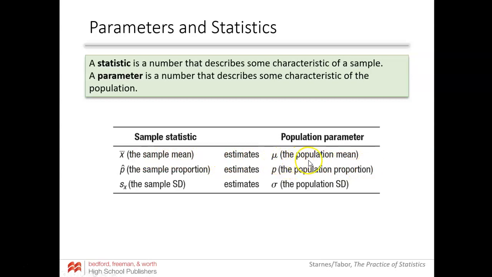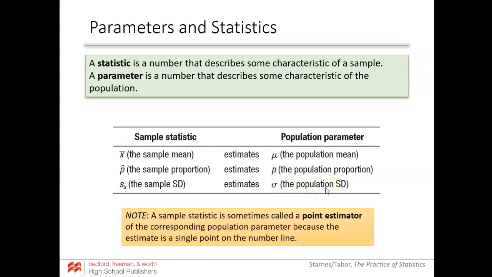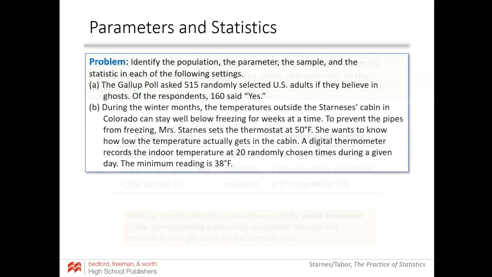So mu is used for the population mean, a regular old p is the population proportion, and the lowercase Greek sigma is the population standard deviation, which we saw back in, gosh, was that chapter 1? A long time ago. All right, note that a sample statistic is sometimes called a point estimator of the corresponding population parameter because the estimate is a single point on a number line. If you ever see that in a future textbook, perhaps you'll know what they're talking about.